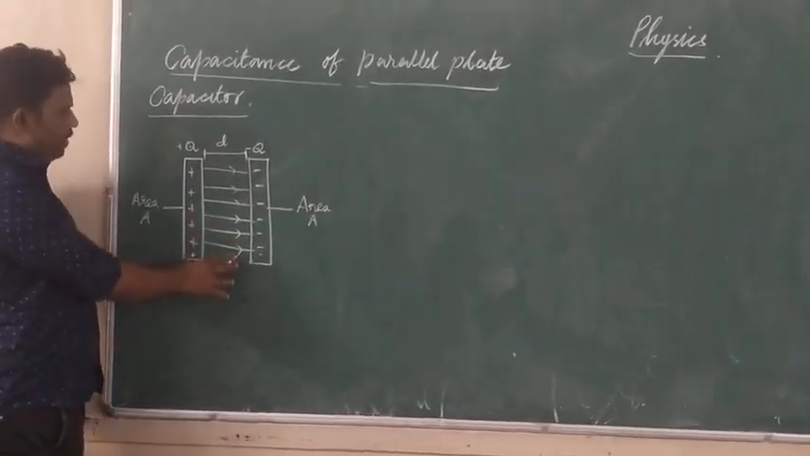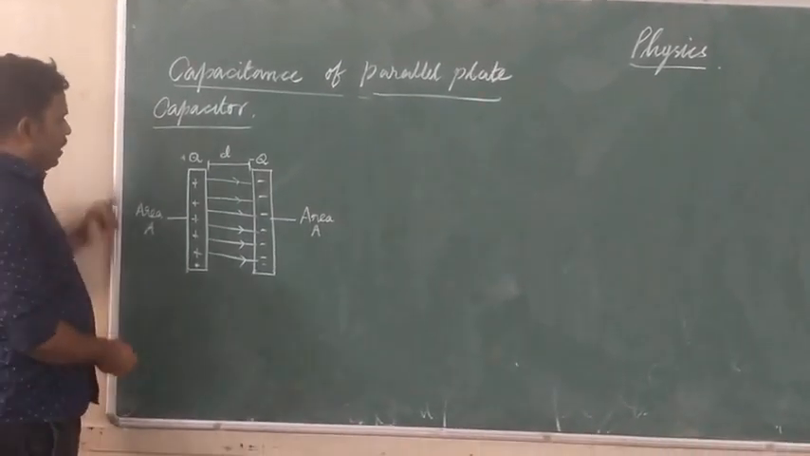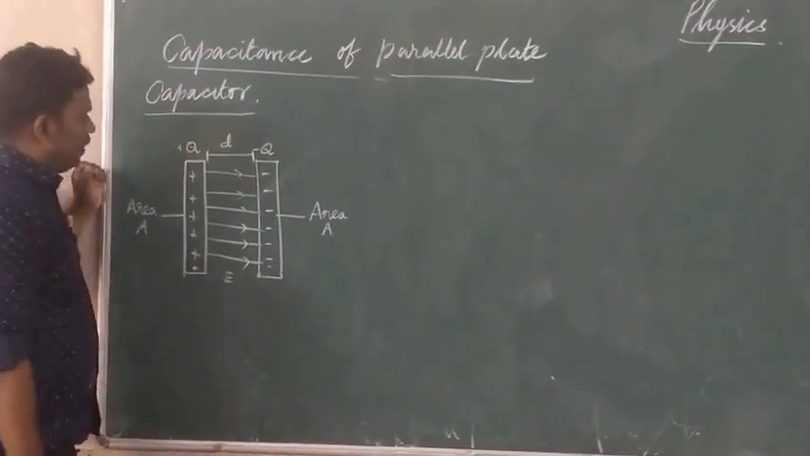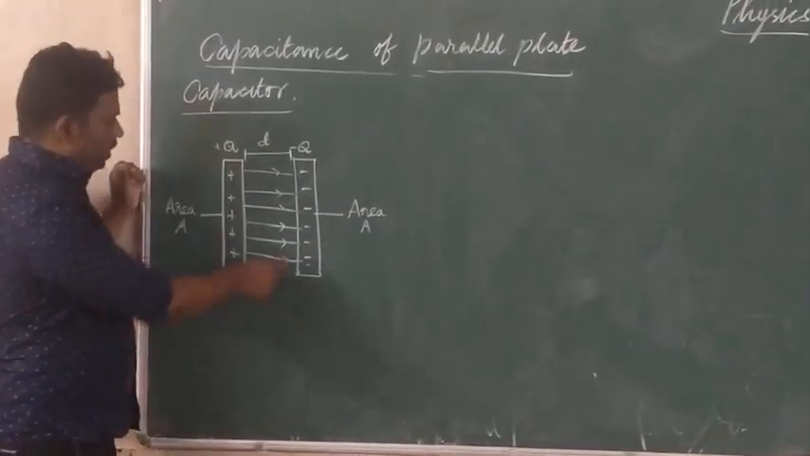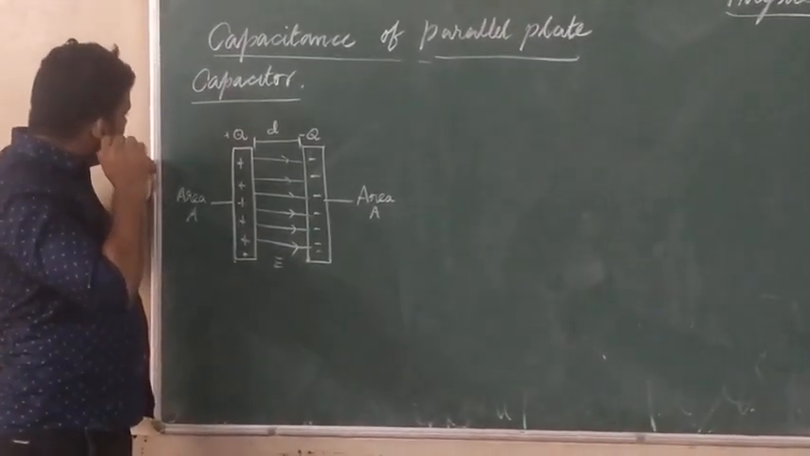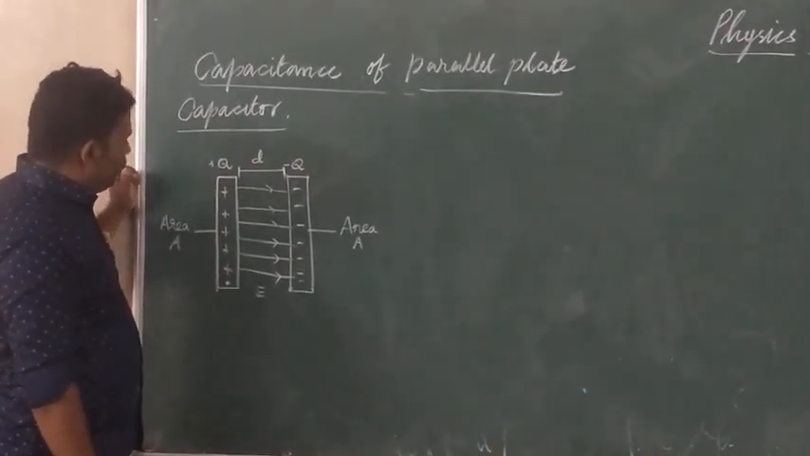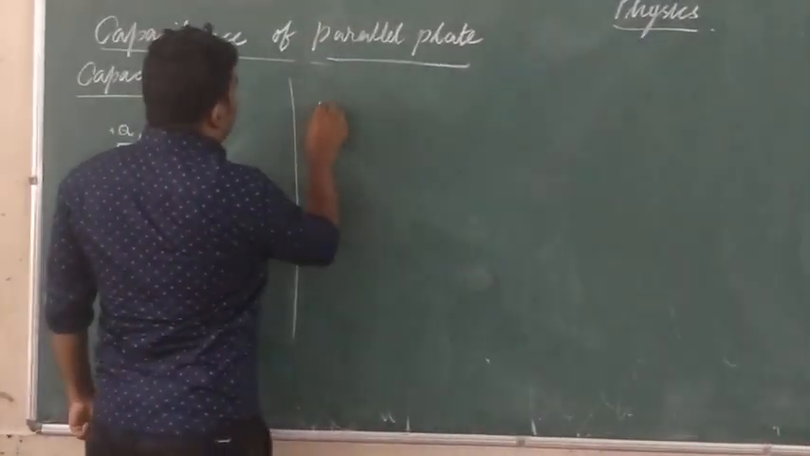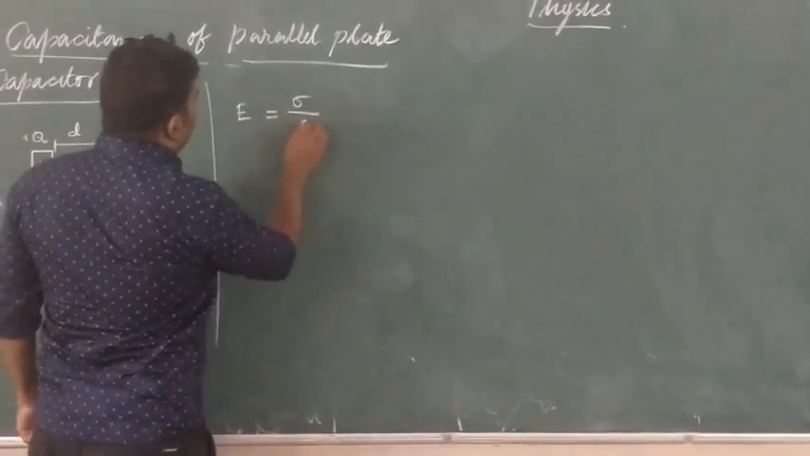This is the schematic diagram to understand the two parallel plate capacitor, which has a uniform electric field, and it has an area of cross section A, and this magnitude will be equal and opposite in direction. So now let us see the equation. E equal to sigma by epsilon naught.